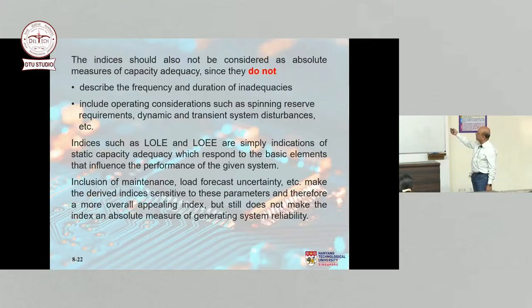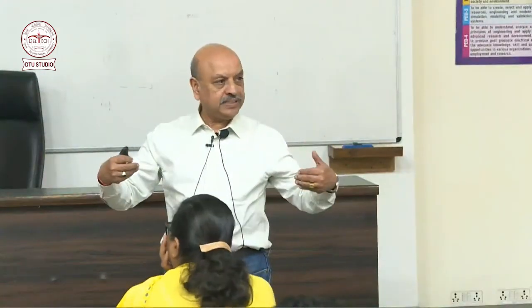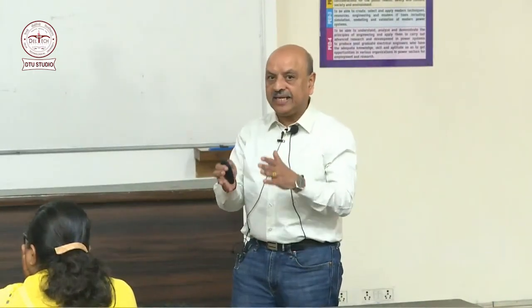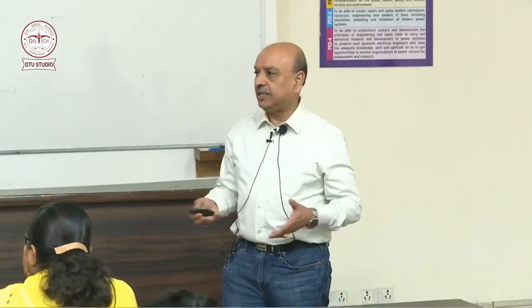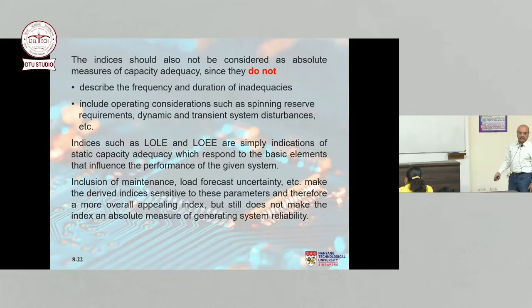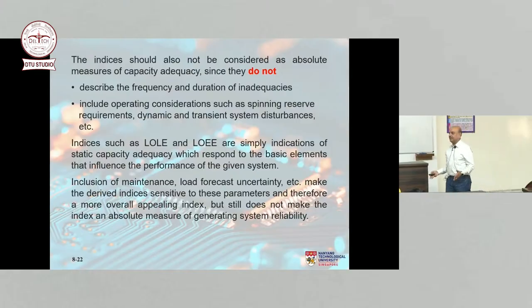We are not including operating considerations such as spinning reserve, dynamic and transient disturbances. I again refer you to the definition of reliability. It has 2 components, adequacy and security. We are dealing with only adequacy here, right? Not security. So the reliability indices that we are calculating here are not 100% representative of the entire system. They only represent the static capacity evaluation, not the spinning reserve, not the dynamic nature of the system, not the security aspect. Indices such as LOLE and LOEE are simply indications of static capacity adequacy, which respond to the basic elements affecting the performance of the system. You can include maintenance, you can include load forecast uncertainty, and still the calculated index will not be 100% representative. So you still need to go back and consider all this if you want it to be holistic, okay?